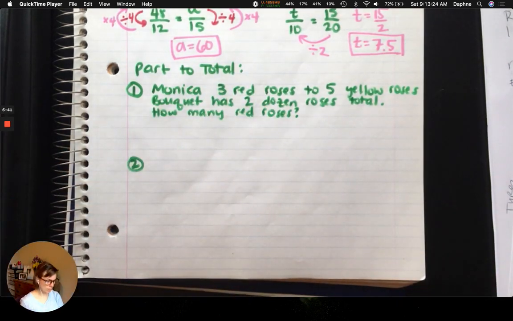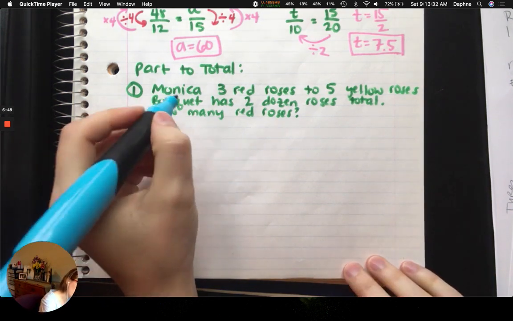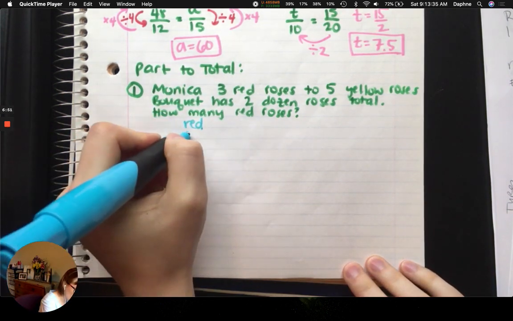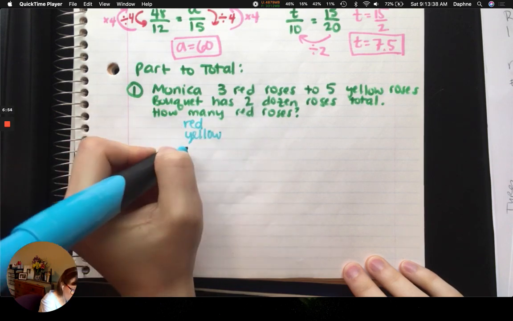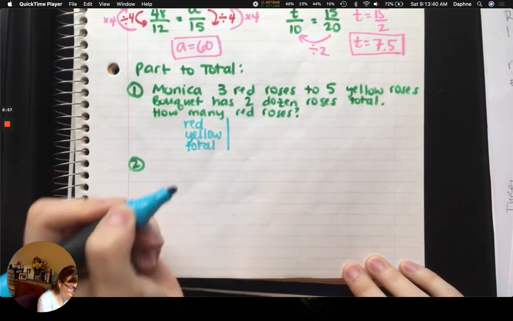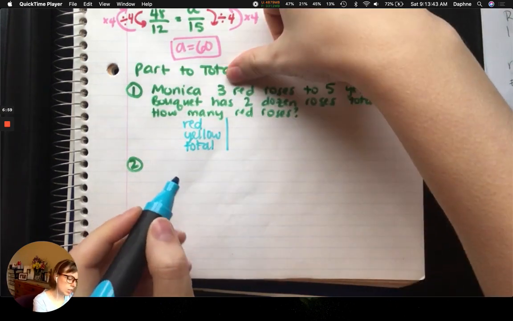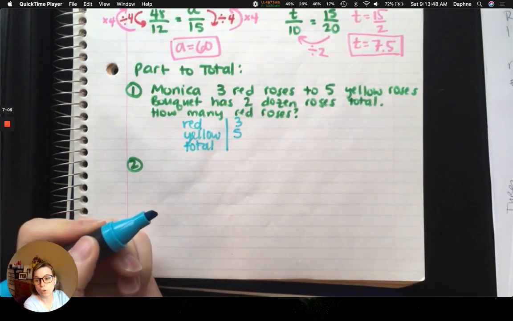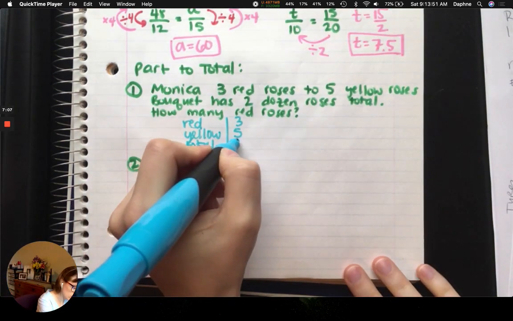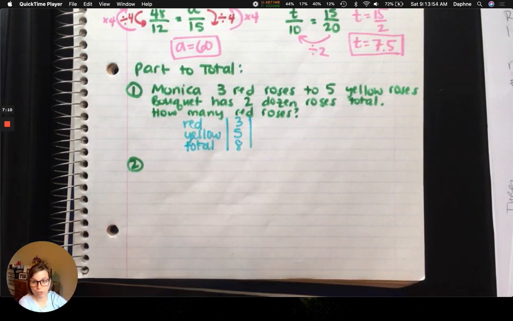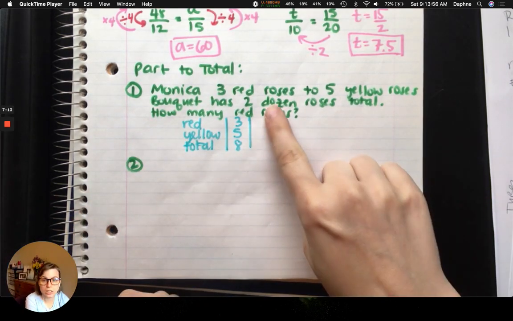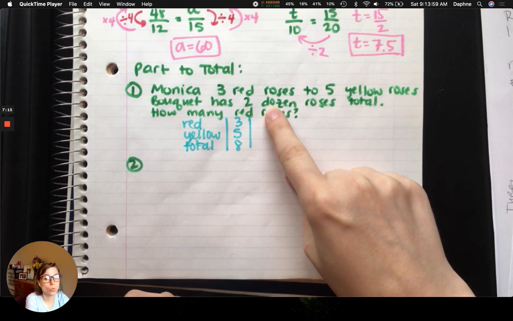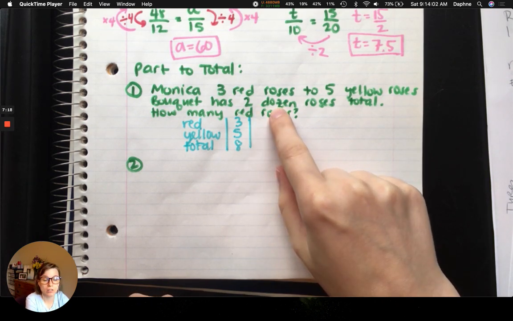All right. So I want to make a 3-way table. We have red roses, yellow roses, and a total column or row. For red roses, I would have 3 red roses for every 5 yellow roses. And this makes a total of how many? 8 roses. Okay, so that's one finished column. I know I need 2 dozen roses. How much is a dozen? 12. So 2 times 12 is 24, so putting that in.